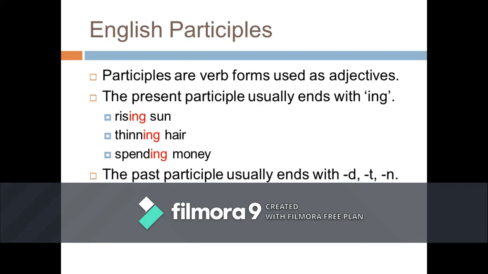The past participle usually ends with a D, T, or N. So the past of the present participles rising sun, thinning hair, and spending money is risen sun, thinned hair, spent money.